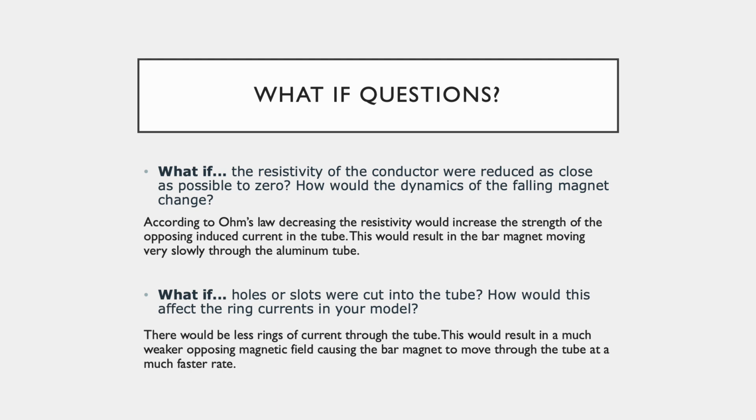What if holes or slots were cut into the tube? There would be much fewer rings of current through the tube. This would result in a much weaker opposing magnetic field, causing the bar magnet to move through the tube at a much faster rate.